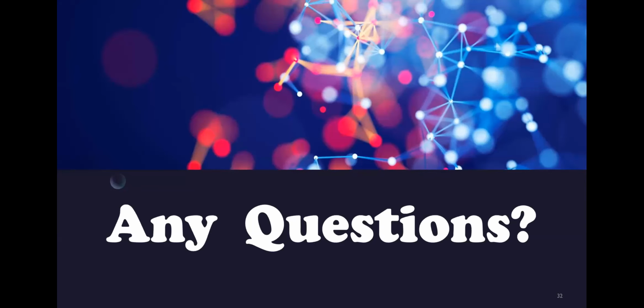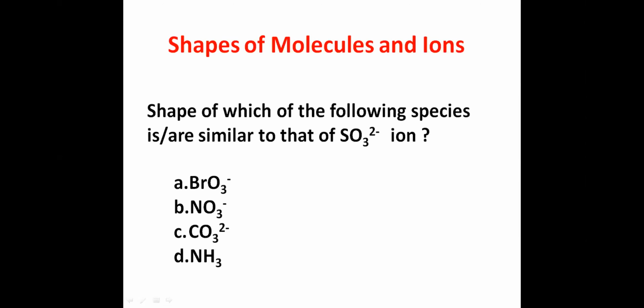I will share my question. I think you can see the screen, right? Yes, it's visible. Which of the following species has a shape similar to that of the sulfite, SO3 2- ion? This will take a few minutes to get the answer, so no need to hurry. Take your time and give me the answer.